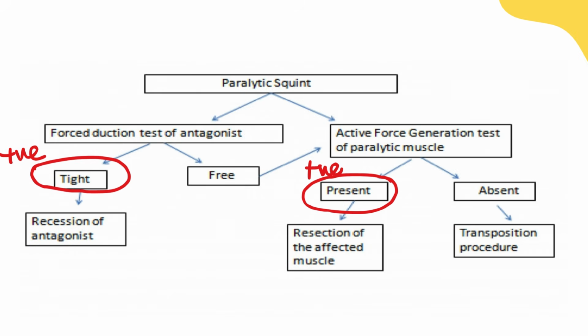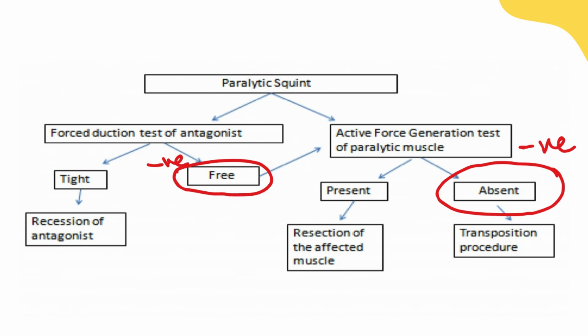So here's the simple flow. If the forced duction test is positive and the forced generation test is also positive, it means that there is just restriction present, and therefore you are going to weaken that tight antagonist limiting the movement, and weakening is done by recession. If the forced duction test is negative and the forced generation test is also negative, it means that there is no restriction, and the forced generation test being negative means that the muscle itself doesn't have any force or any strength in it. It is completely paralyzed. That means it needs force from outside, from another muscle. That means the muscle needs a transposition surgery.